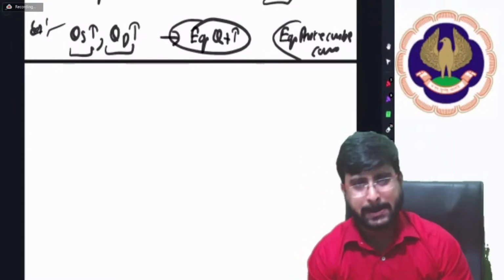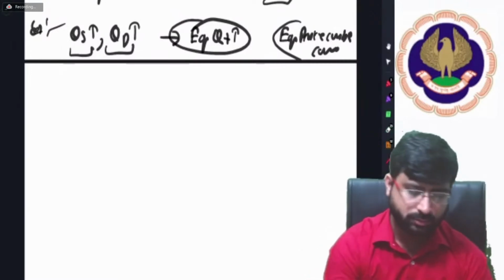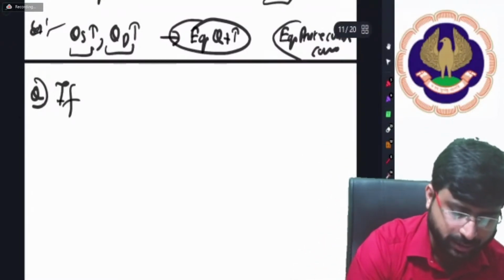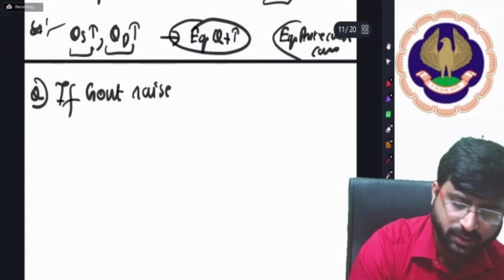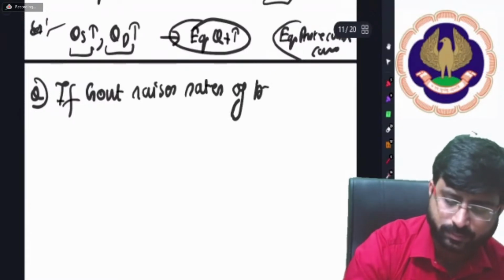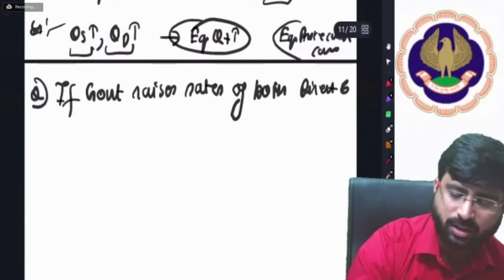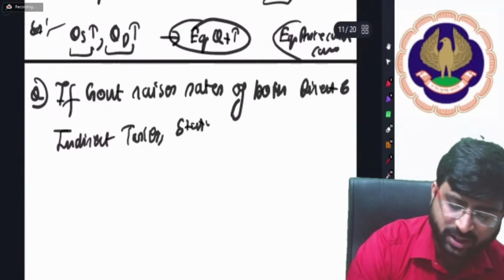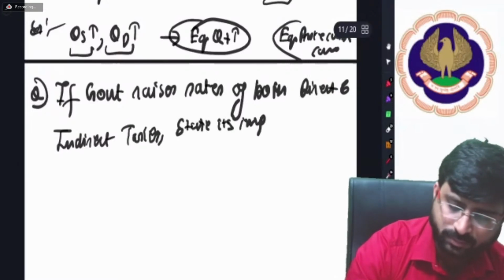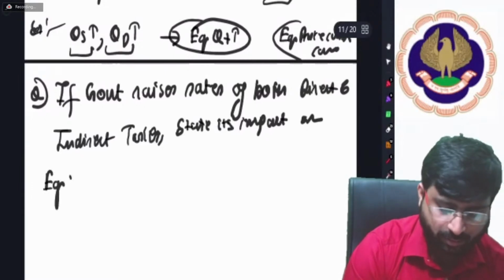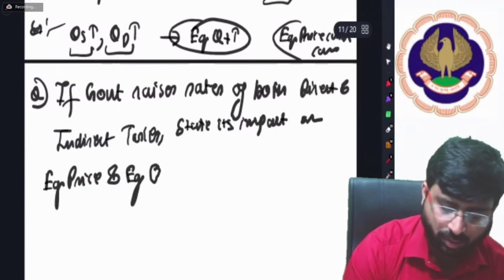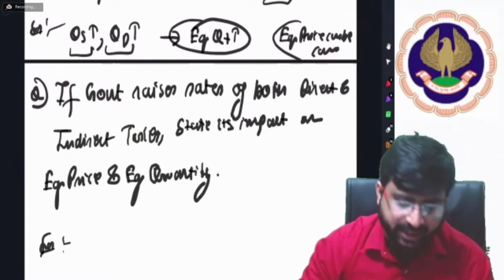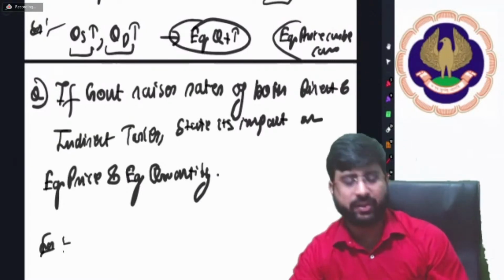Okay, let's see now what is happening. If government raises the rates of both direct and indirect taxes, state its impact on equilibrium price and equilibrium quantity.